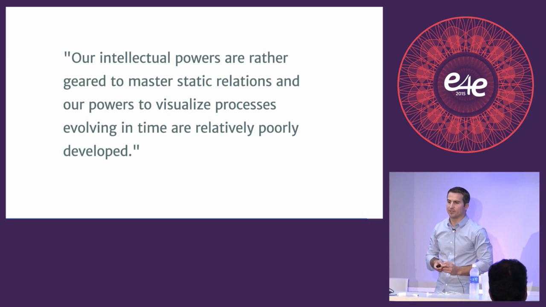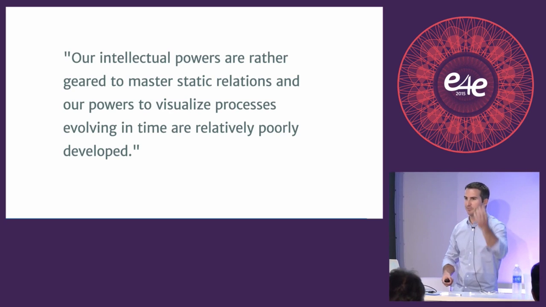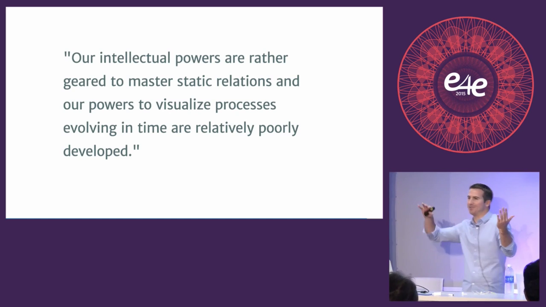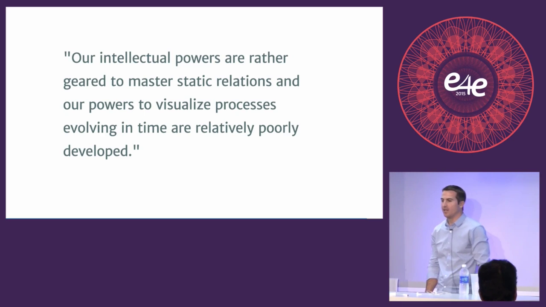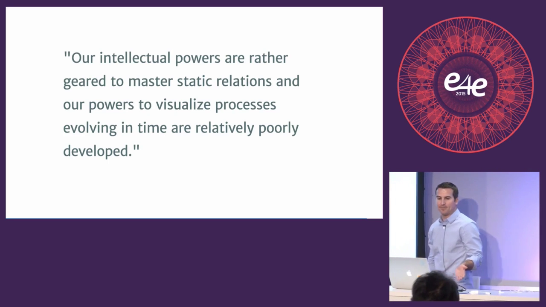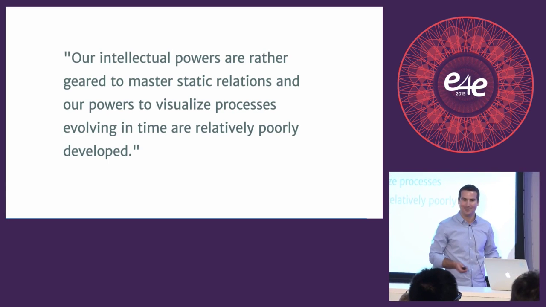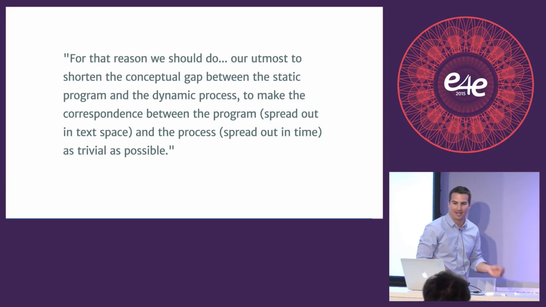So our intellectual powers, the way our brains are wired, are geared to static relations, that predictable, given this one thing, this other thing should happen. Not most of the time it happens, but like yeah, every once in a while, it's a totally different thing, and it's a strange outcome. So our brains are wired that way. To visualize processes evolving in time, they're poorly developed. We're just not good at it as a species. It's not you.